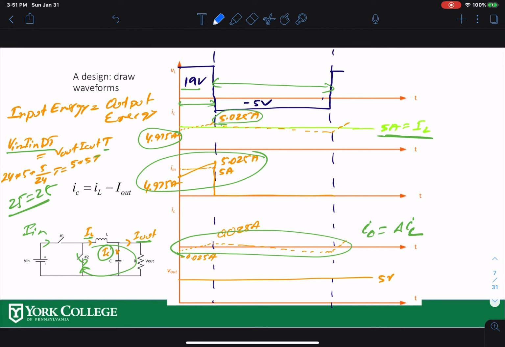Now with the capacitor, if I go back to my drawing over here, my peak-to-peak is 1%. So it's going to go something like that. Over here I'll get 5.025 volts. Over here I'm going to get 4.975 volts. So that completes all my waveforms.